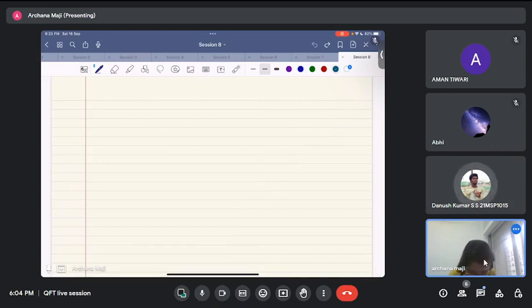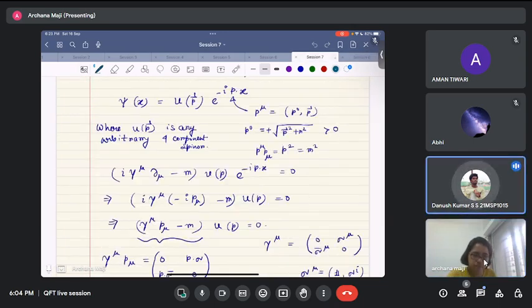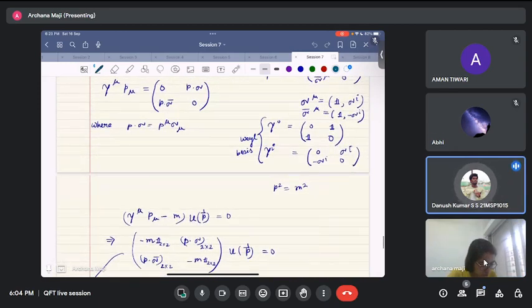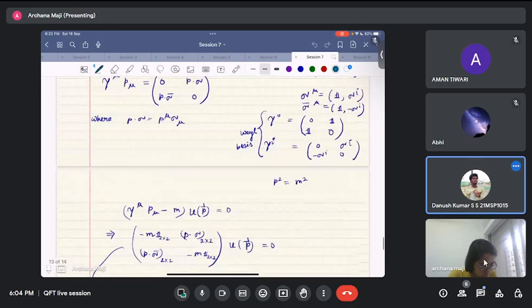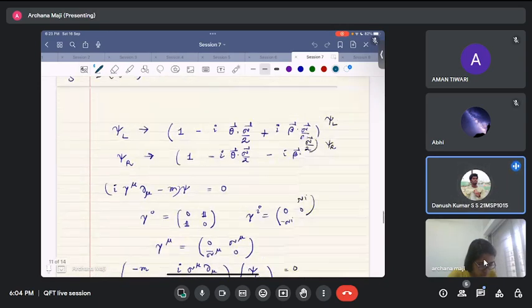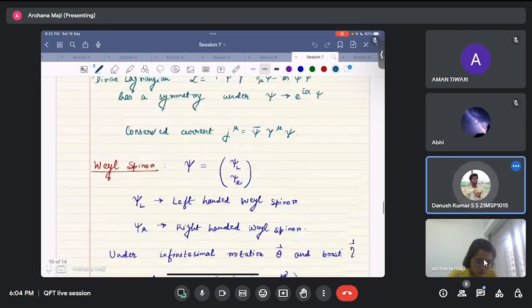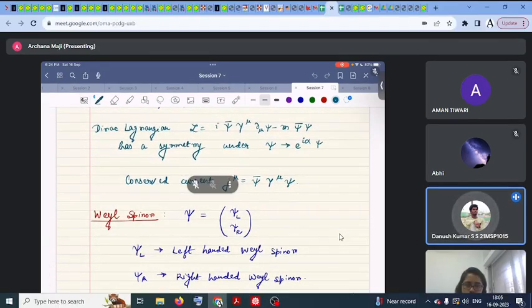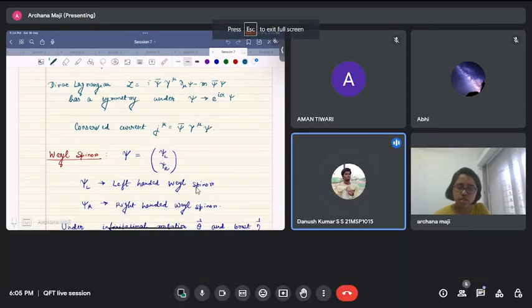Ma'am, before starting it, I have a small doubt. Can I ask it now? Yeah, sure. In the previous lecture, you defined psi bar equal to psi dagger gamma naught. Then you proved something, and by using the commutation relation you moved gamma naught from the left side to the right side of the exponential. How have you done that?